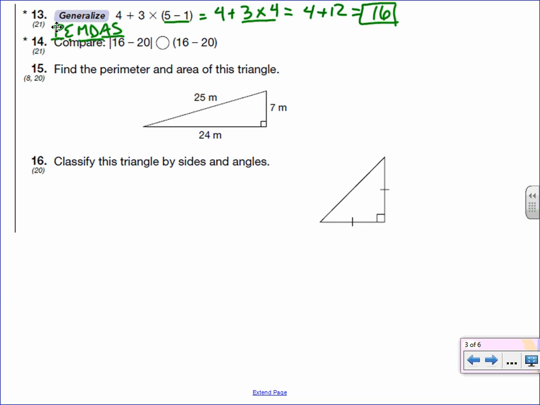Compare. 16 minus 20 is -4. And on the left-hand side, it's in absolute values, so that equals 4. 16 minus 20 on this right-hand side, though, is -4, and there aren't any absolute values. So +4 is greater than -4.